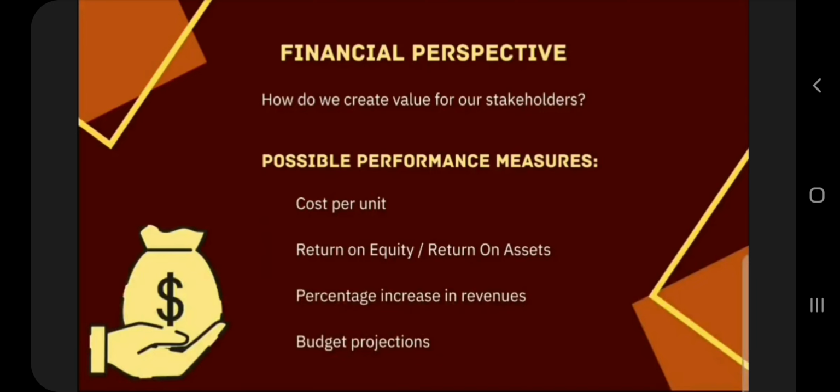So for the first one, we have the financial perspective. Here, financial performance is seen in the larger context of the company's overall goals and objectives, relating to its customers and suppliers, internal processes, and employees. It asks, to satisfy our constituents, what financial and regulatory objectives must we accomplish? The examples or possible performance measures in the financial perspective are cost per unit, return on equity or return on assets, percentage increase in revenues, and budget projections.